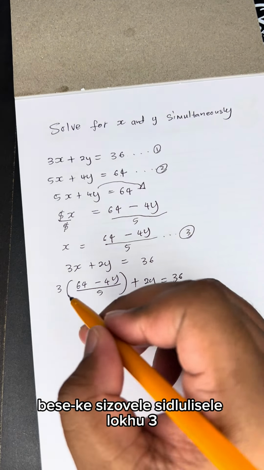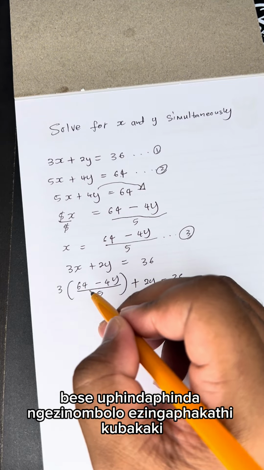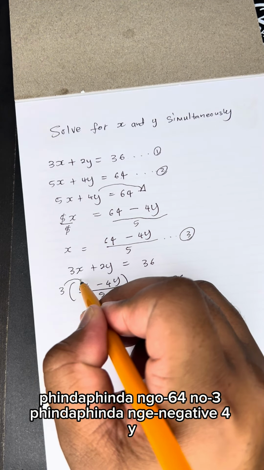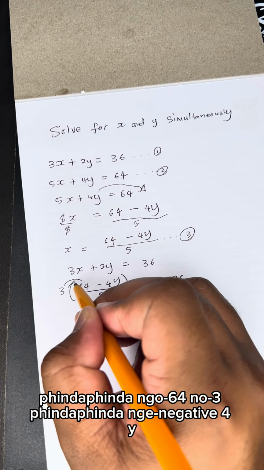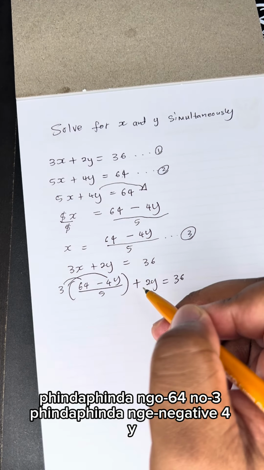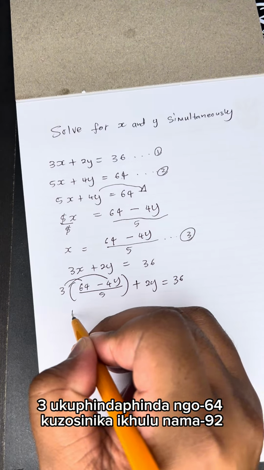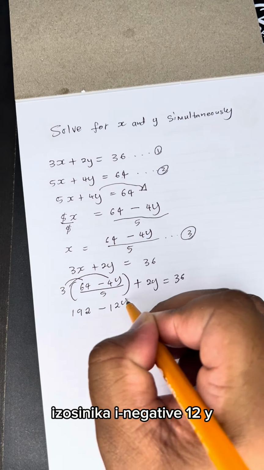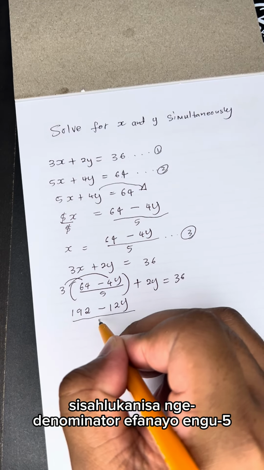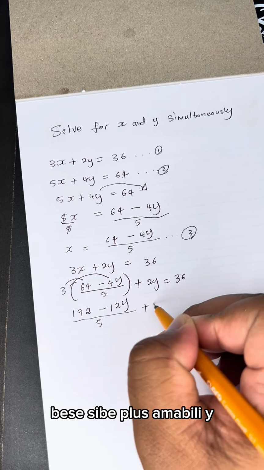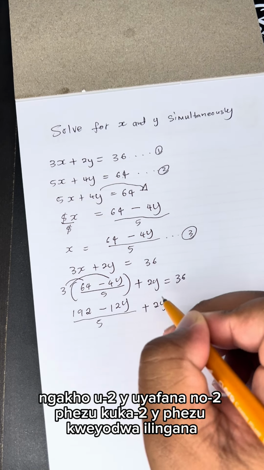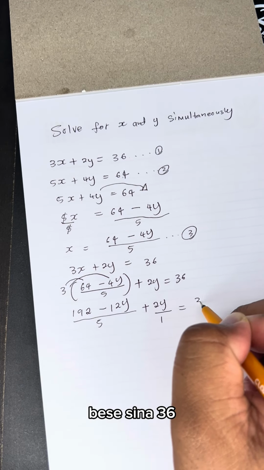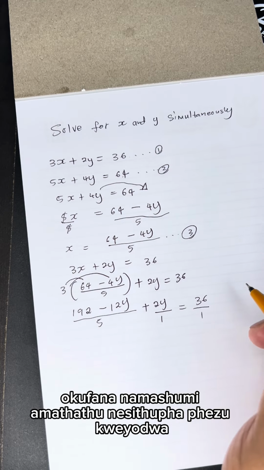And then we're just going to transpose this 3 and multiply with the numerators within the bracket. Basically, we'll say 3 multiplied by 64 and 3 multiplied by negative 4y. 3 multiplied by 64 will give us 192, and then 3 multiplied by negative 4y will basically give us negative 12y. We still divide by the same denominator, which is 5, and then we have plus 2y. So 2y is the same as 2y over 1 is equals to, and then we have 36, which is the same as 36 over 1.